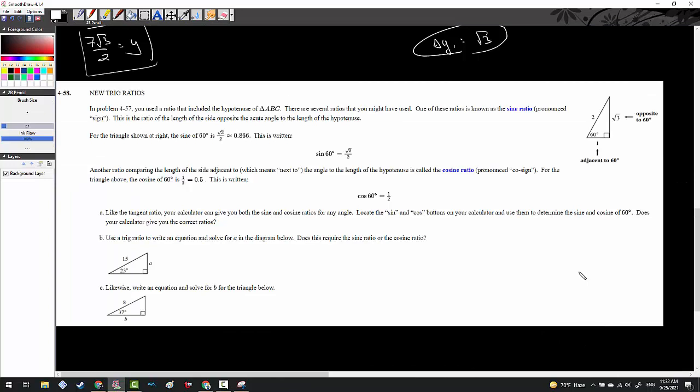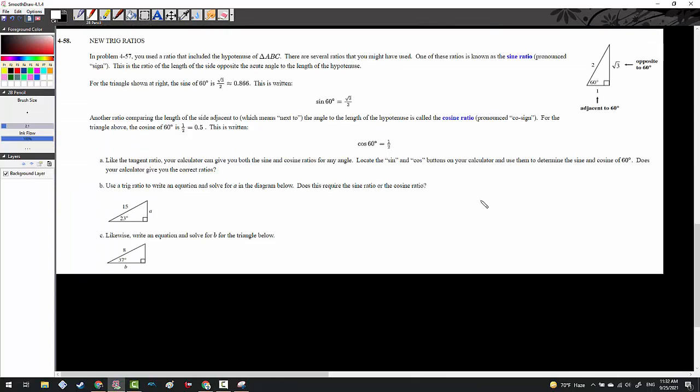In 4-58, they introduce two new trig ratios. They say that in 4-57, you used a ratio that included the hypotenuse of triangle ABC. There are several ratios you might have used. One of these ratios is known as sine, and people abbreviate this as SIN, but it's pronounced as sine. For the triangle shown at the right, they're saying that sine of 60 degrees is rad 3 divided by 2.